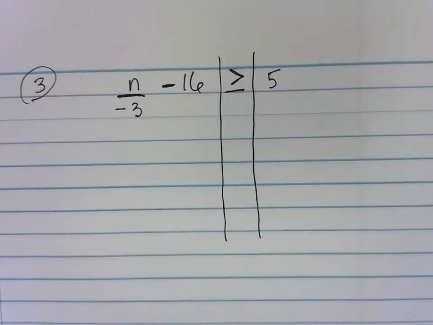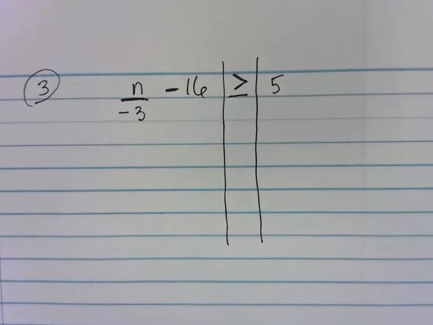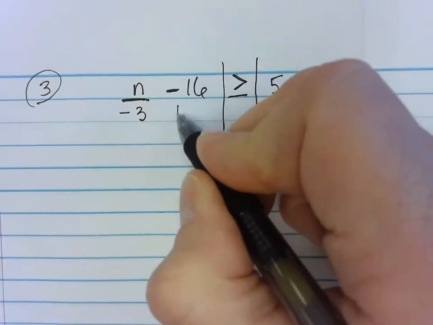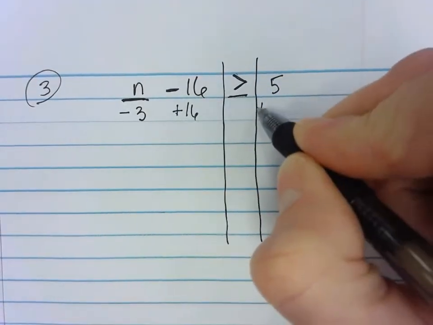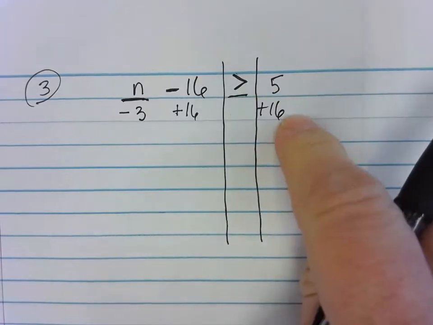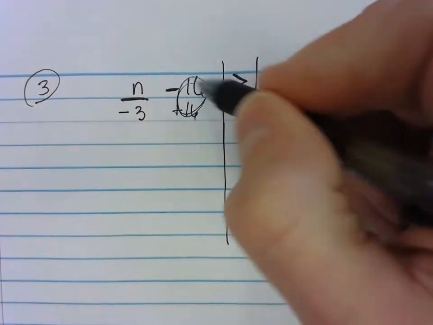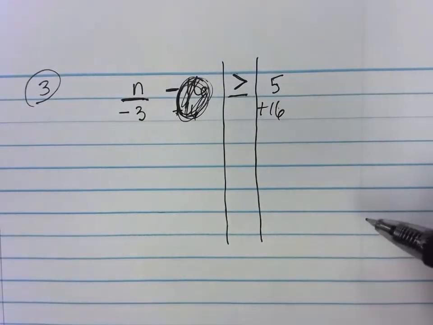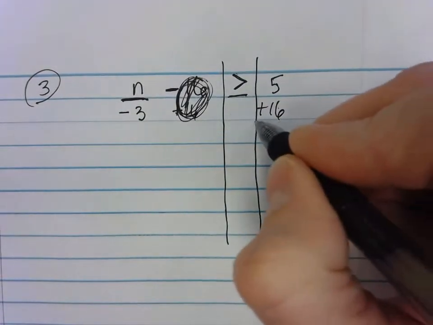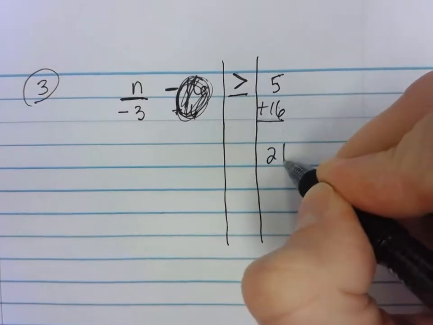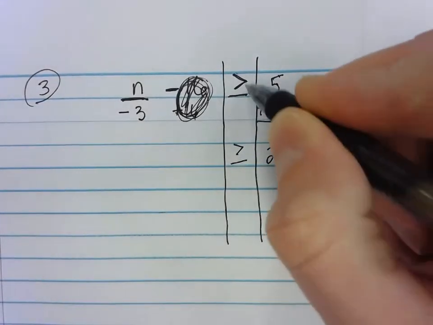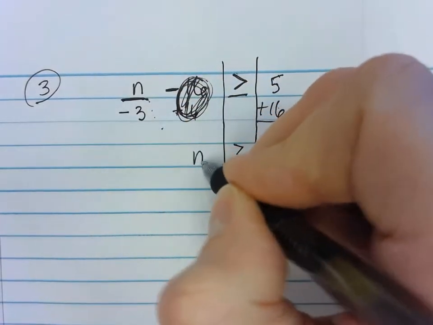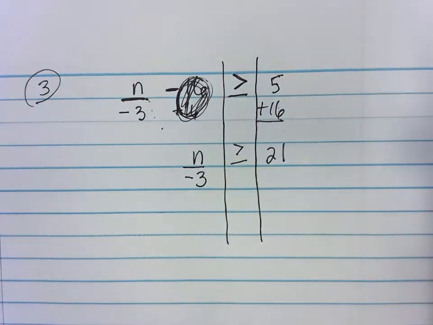What's the first thing I'd want to cancel out and get rid of? Well, I hope you know it's the 16. To cancel out the -16, of course, you got to add 16. Whatever you do on the left, you got to do the same thing on the right. These two right here make a 0 pair. They're gone. They cancel. What's 5 plus 16, friends? 5 plus 16 is 21. Keep your sign the same at the moment. Greater than or equal to, and just trot this on down here. That is N divided by -3.